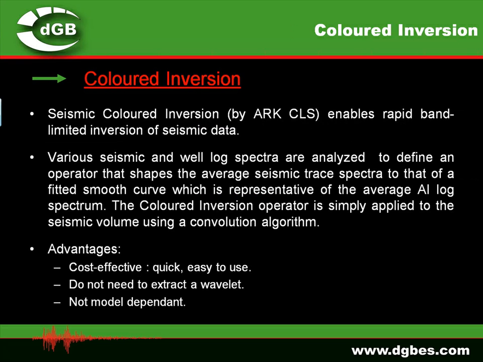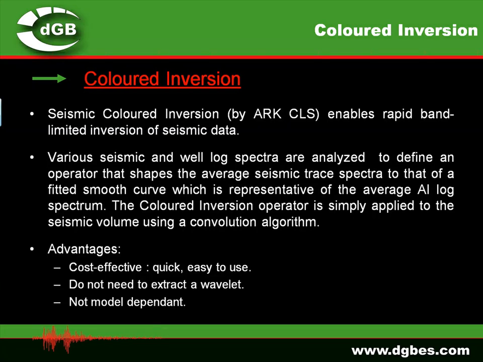So at this stage you can achieve colored inversion. The colored inversion is based on the empirical study that revealed that the unconstrained path by inversion can be approximately modeled as a convolutional process with an operator whose amplitude spectrum maps the mean seismic spectrum to the mean Earth acoustic impedance spectrum, so from the well, and has a phase of -90 degrees.